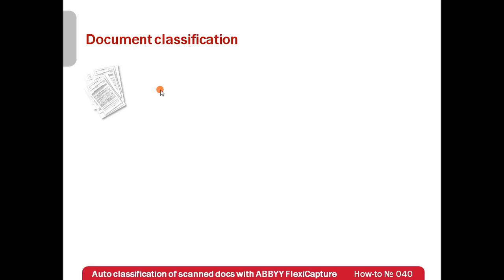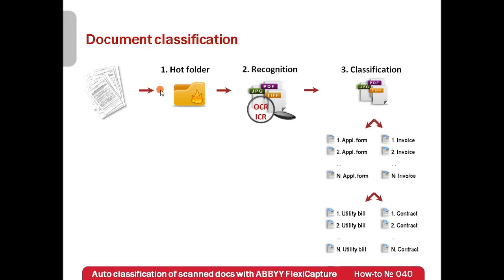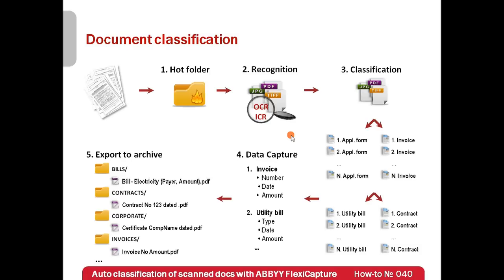Instead of scanning and saving one by one, all documents will be scanned at once and placed in a hot folder. ABBYY FlexiCapture will import, recognize images and identify documents. Invoices will be distinguished from utility bills, contracts from orders and so on. After classification, some information will be captured from each document type. Then documents will be named and saved in appropriate folders in searchable PDF format. The most important thing is that to complete tasks from 1 to 5, human involvement is not needed. ABBYY FlexiCapture will do all these tasks automatically.